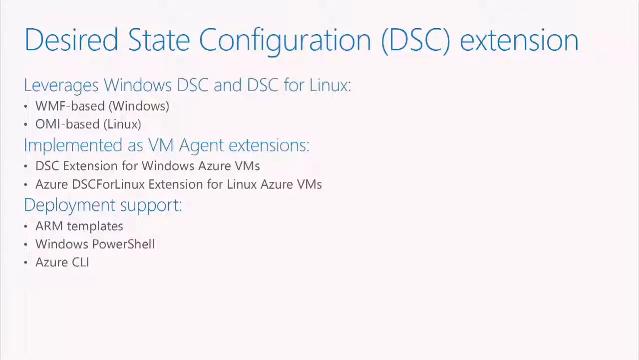So much like an ARM template allows you to describe what you want in an Azure resource group and then have Azure worry about the details of the implementation, desired state configuration allows you to describe the state of a Windows or Linux system, and it will worry about getting that state implemented.